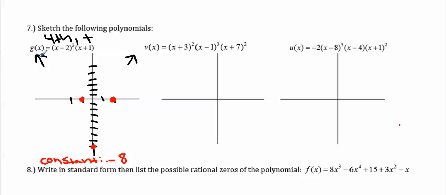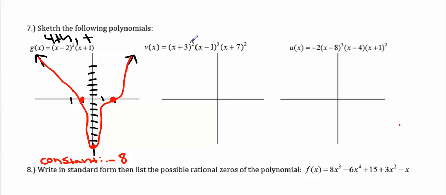So I'm going to connect my points. So I have my polynomial. It is going to cross at negative 1, come down, pass through my y-intercept, and then here it is going to snake and go to positive infinity. So it crosses and it snakes. Okay, for the next one.